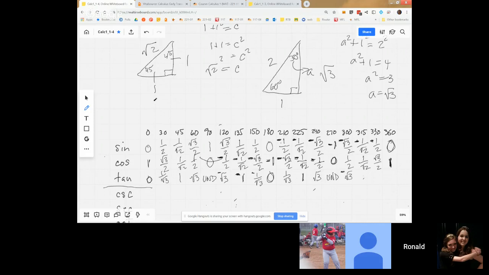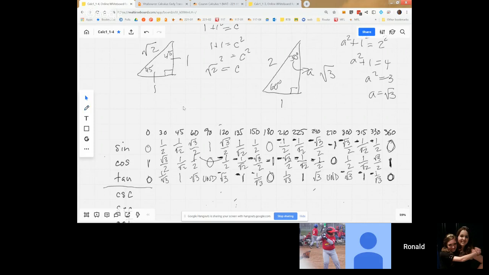315 is a 45-degree angle, so tangent of 45 is 1. Again, we're in the fourth quadrant. Tangent has to be negative. And finally, 330 is a 30-degree angle, 1 over the square root of 3, and because it's in the fourth quadrant, negative. And lastly, 360, you're back up to a tangent of 0. Okay, so there's our 3 basics.